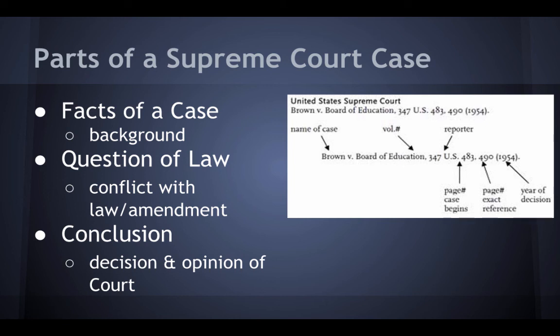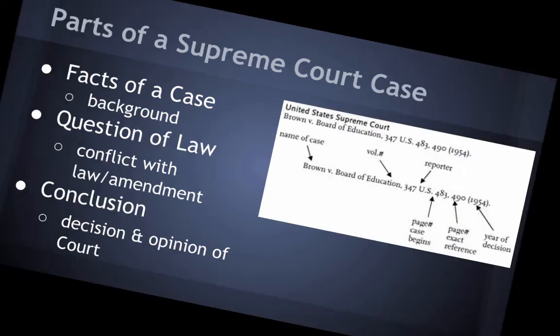Once we get the facts of the case, then we can figure out what the question of law is. Where was the conflict of what was going on with the law, or in this case, primarily the amendment in the Constitution? And then finally, the conclusion. The conclusion is going to be, what does the Supreme Court decide, and what was their opinion, rationale for their decision? Once we have the court's decision and opinion, we then have the interpretation and guidelines from which to understand how that amendment impacts our lives today.